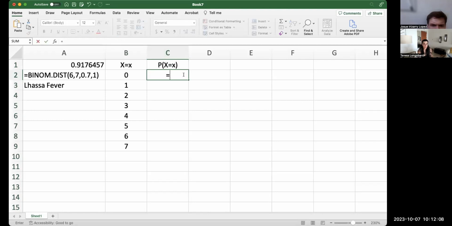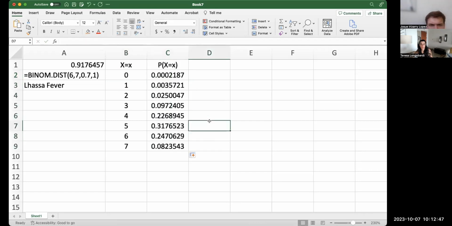And that's going to be the binomial distribution. I can put 0 in here and say 7 trials and probability is 0.7 of death. And then say not cumulative. I just want the value itself. I could actually just not put 0, but put the cell B2, so it puts 0 in there for me. So it's using this thing here. And then if I just copy it down, I can get all the probabilities.